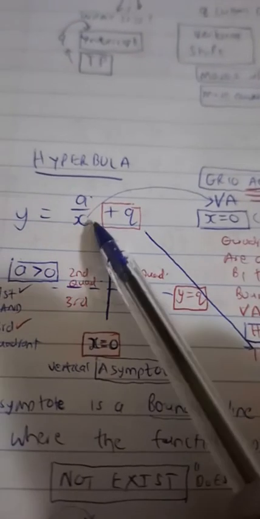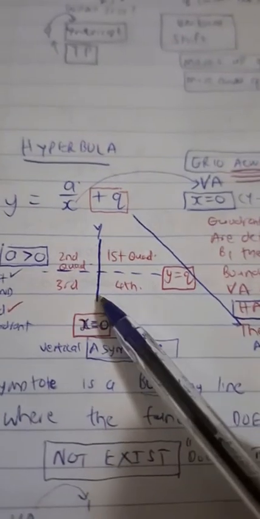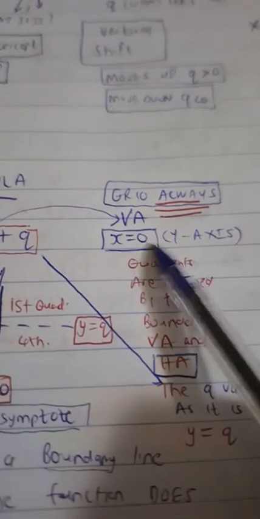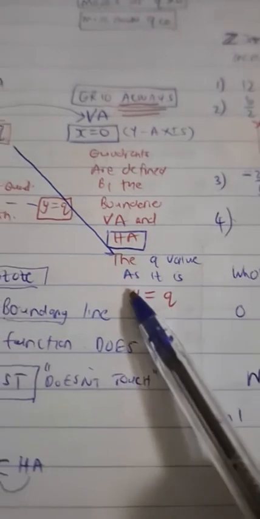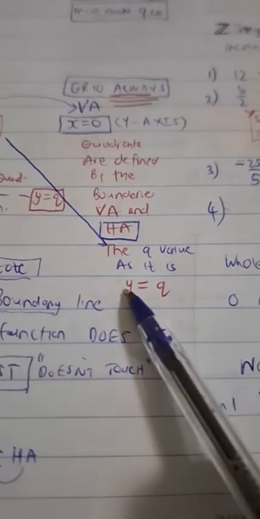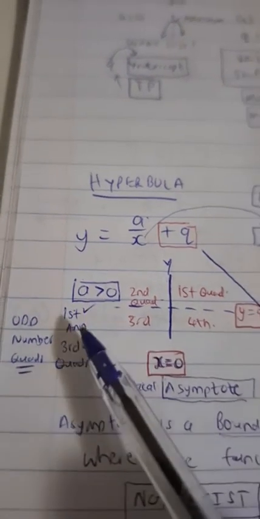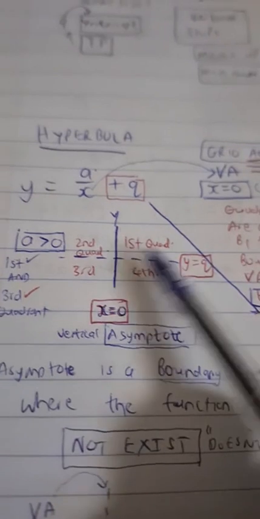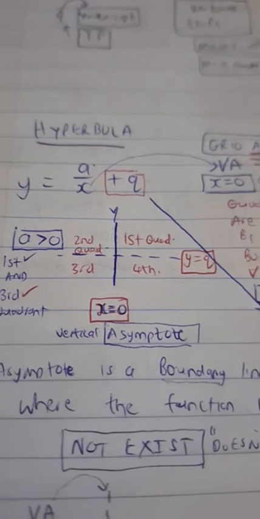Then, like I said, it has 2 asymptotes. That's what makes this function unique. It has 2 asymptotes, a vertical one, which in grade 10 is always x is equal to 0. It's the y-axis. And then a horizontal one, which is given by the Q value. So the equation will always be y is equal to whatever that Q value is. Then I said when a is greater than 0, your function can be found in the odd number quadrants, your first and the third quadrants, according to your asymptotes, of course. That's how we define those quadrants.